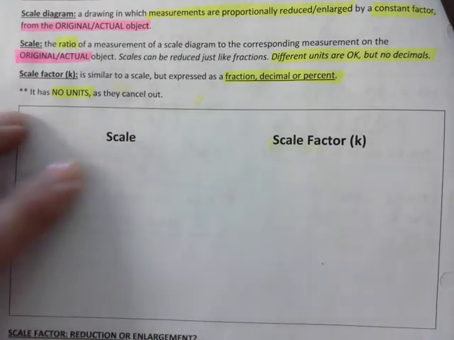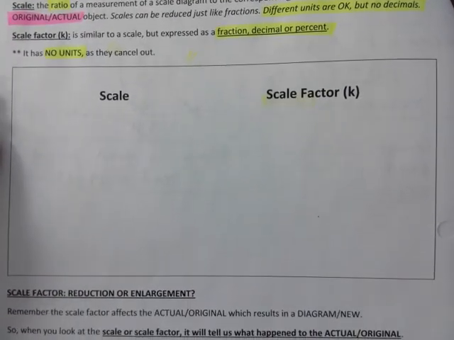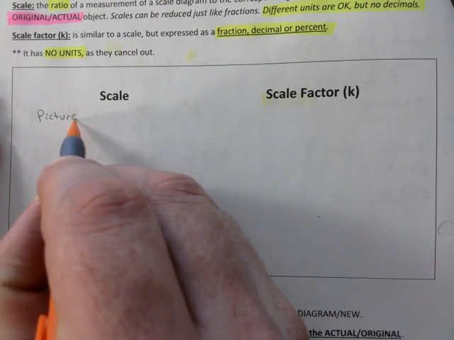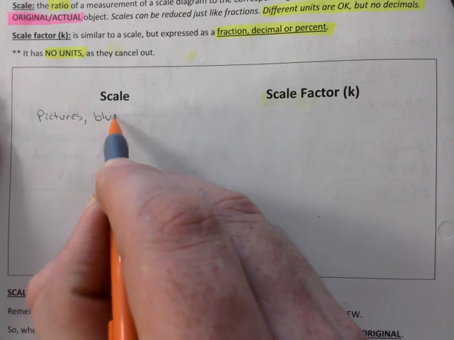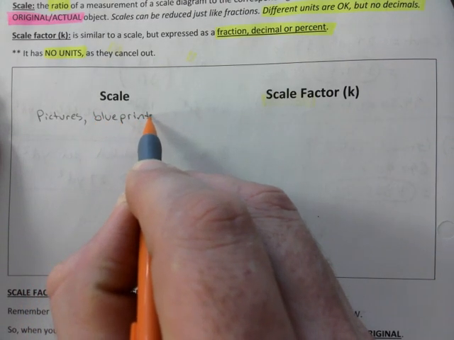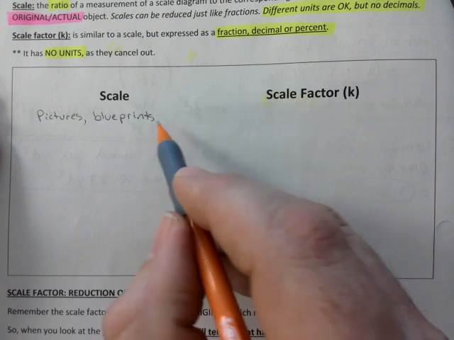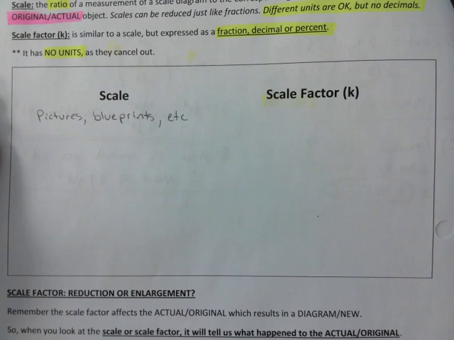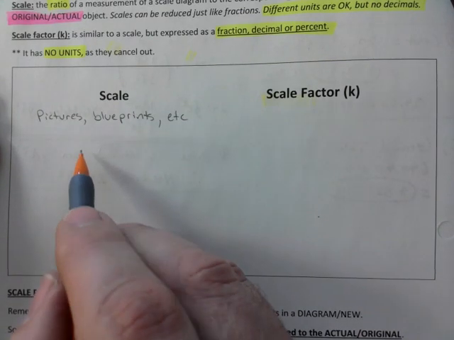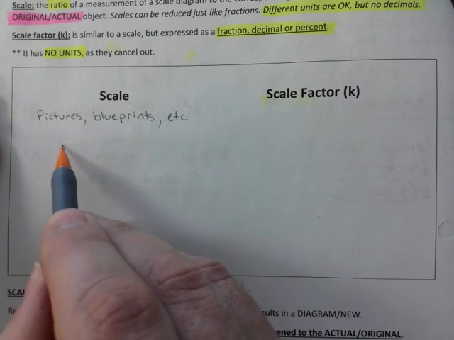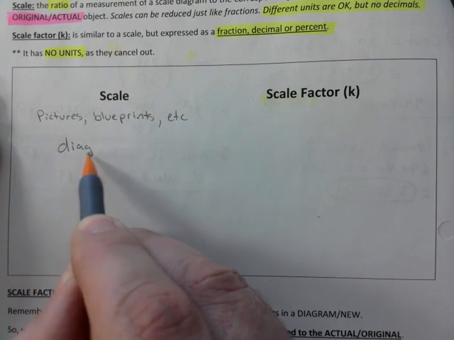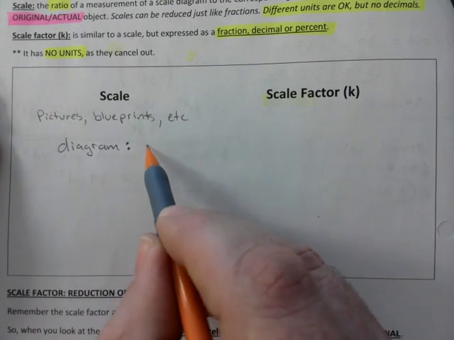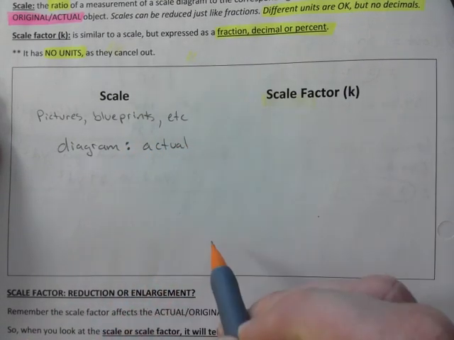So scale, when you have pictures, blueprints, etc. We're going to use diagram and actual. Diagram, this is a ratio, actual, like that.